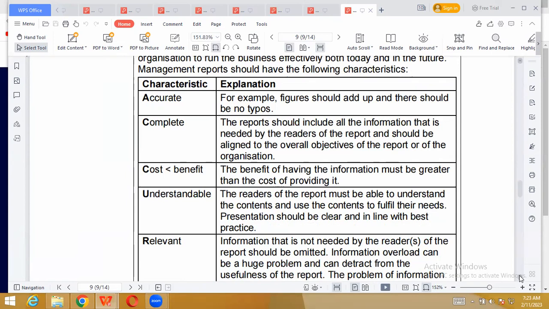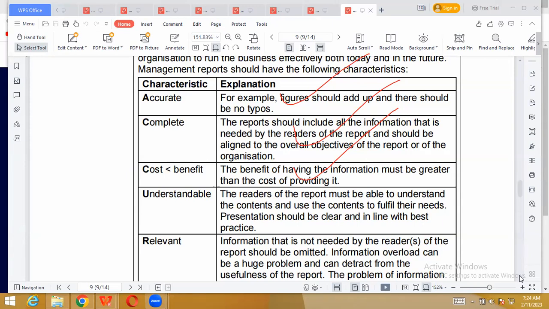Also, information should be complete. Complete means the report should include all the information that is needed by the readers of the report. It should be cost beneficial, which means the benefit of having the information must be greater than the cost of providing it. We need to make sure that the information we acquire has a higher benefit compared to the cost. If the cost is higher than the benefit, there is no need for us to acquire or process that information.